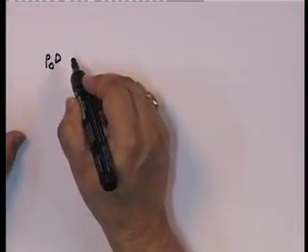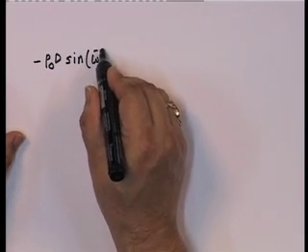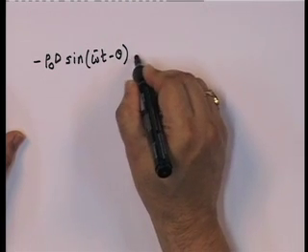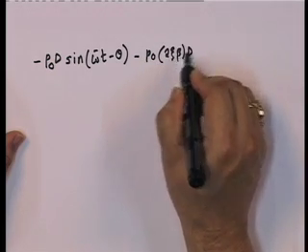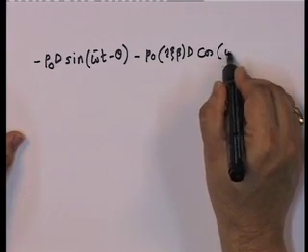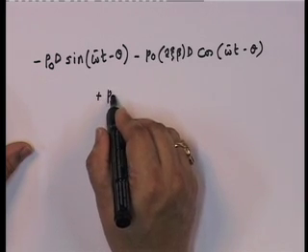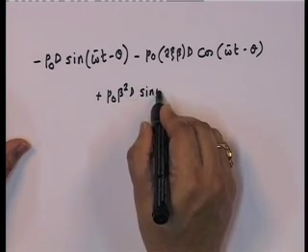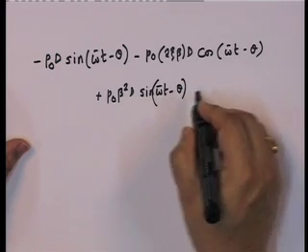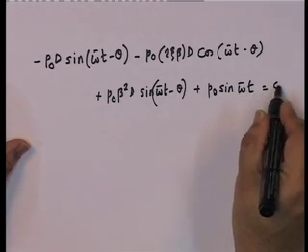It becomes now P naught d, so that is minus P naught d sine omega bar t minus theta, minus P naught into 2 xi beta into d cosine of omega bar t minus theta. Okay. Then we have plus P naught beta squared d sine omega bar t minus theta plus P naught sine omega bar t is equal to 0.